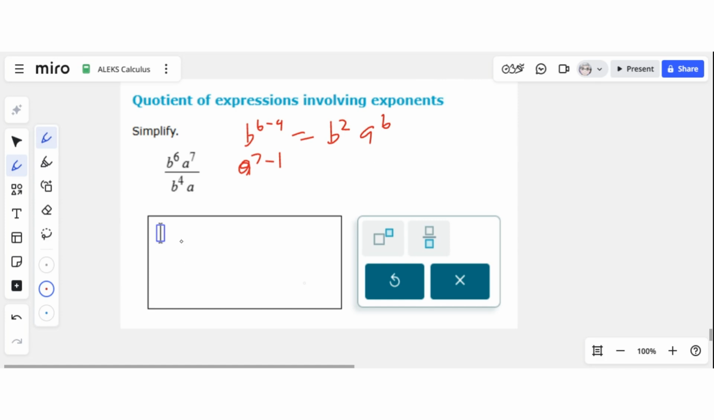So we don't even have a fraction anymore. I mean, that's all over 1, but we don't need to write it that way. It's b to the second times a to the sixth. So that's a little bit of work with these quotients with expressions involving exponents.